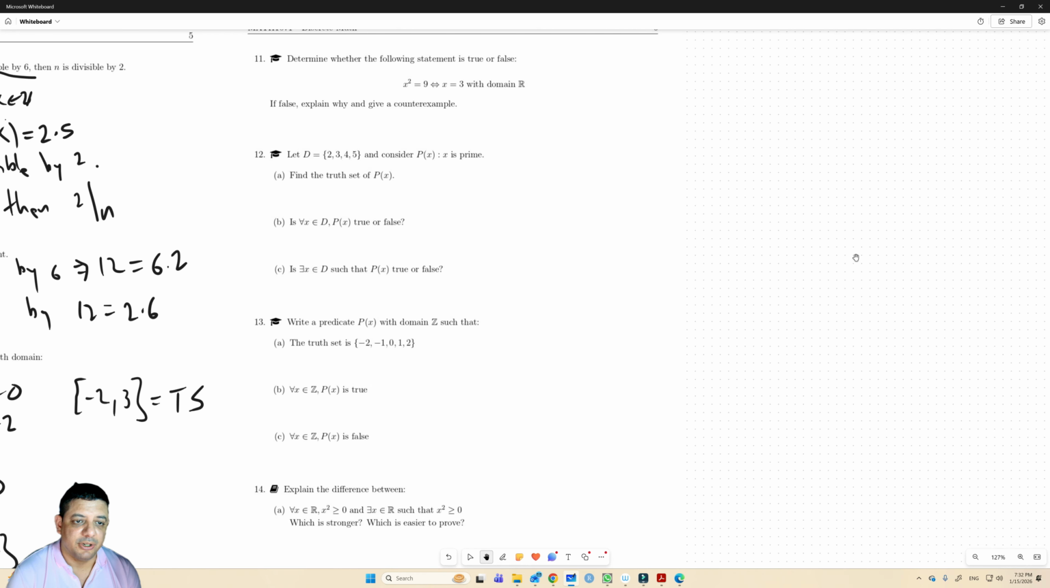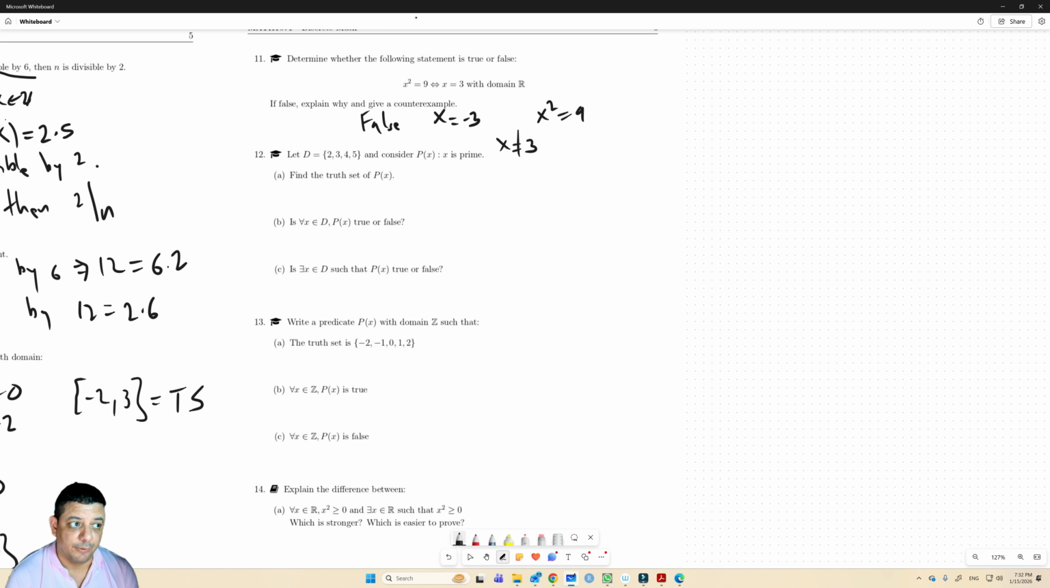Now, determine whether the following statement is true or false. If x squared equals 9, then x equals 3. This is false. And we already saw the counterexample. This is very similar to before. X equals minus 3 is going to produce x squared equals 9, but x is different from 3. Okay.